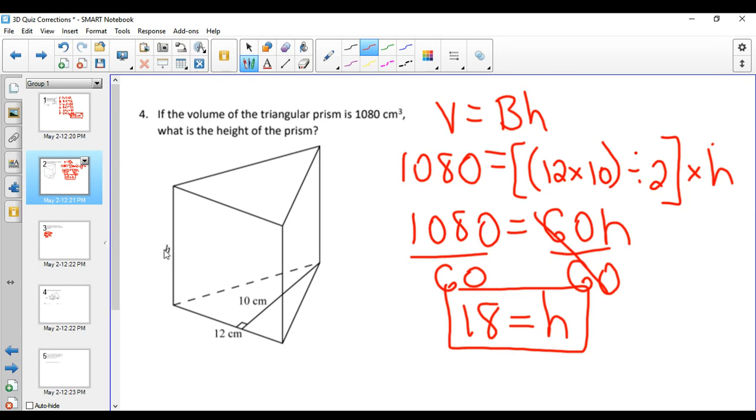When you get your answer, you can also double check visually and just see, does that seem reasonable? So if this side length right here is 12 and we got an answer of 18 for this, it should look just a little bit longer than the side that's labeled 12, and it does, so it seems to be reasonable.